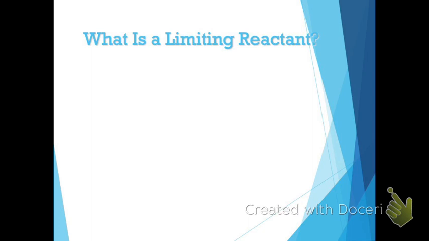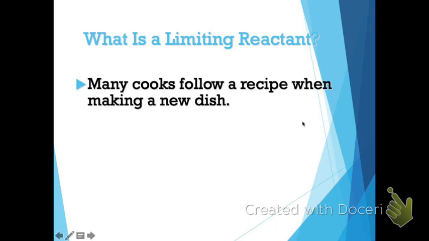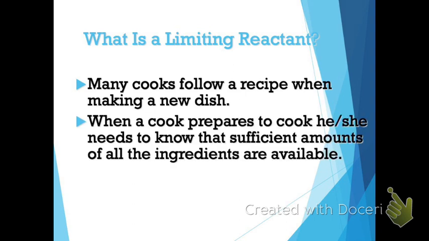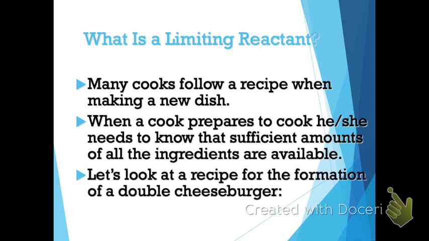So to introduce the concept a little bit more in an everyday type language, we use recipes to help us kind of envision what a limiting reactant is. So we're going to walk through this kind of recipe analogy, okay? Many cooks follow a recipe when making a new dish. When a cook prepares food, they need to know the sufficient amounts of all the ingredients available, okay? So we're going to look at the recipe for a cheeseburger here pretty soon.